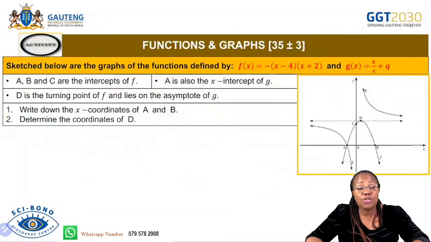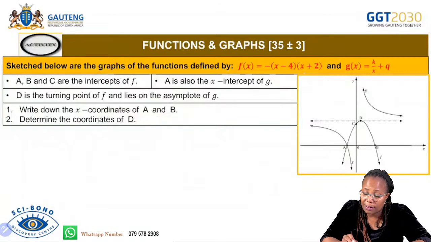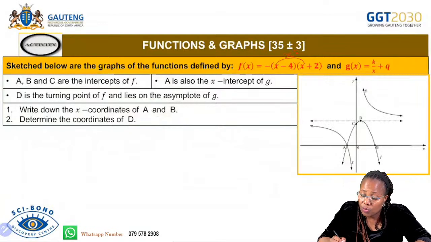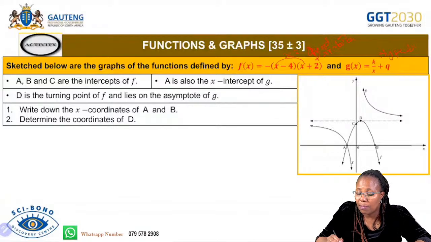Right, and then now continuing on functions and graphs. In this case, we are given a sketch now. Remember, previously we were sketching, now we are given a sketch. Sketched below are the graphs of the functions defined by f(x) = -(x - 4)(x + 2). If you look at this, initially it was x squared. That means it's a quadratic equation. And then the next one, if it is in fraction form, it's a hyperbola. This one is a quadratic or a parabola. Parabola or quadratic is one and the same thing. This one is a hyperbola function.